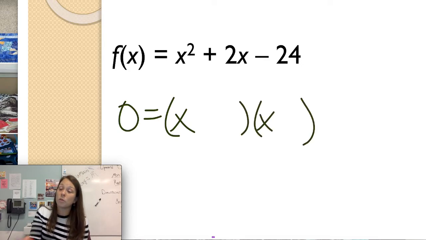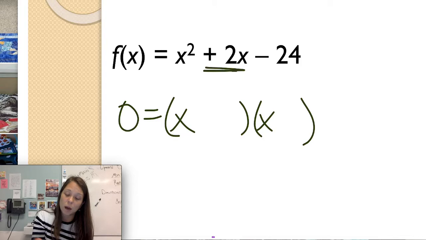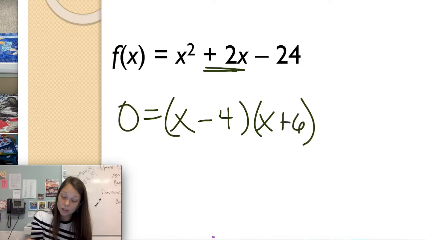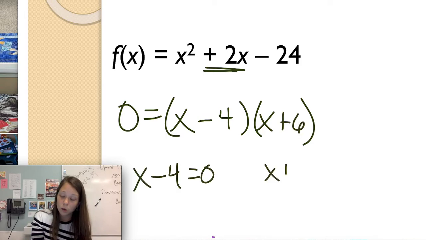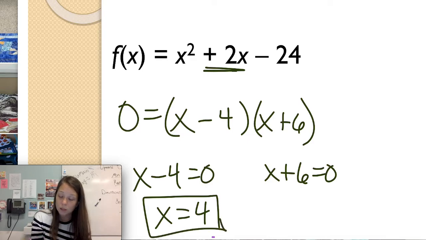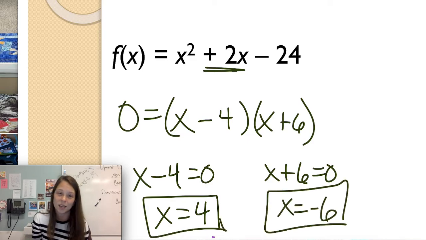Now I'm thinking about the factors of negative 24 that, when I multiply things throughout, are going to add to be this positive 2x. And that is going to be minus 4 and plus 6. Solving for x, I'd have x minus 4 equals 0 and x plus 6 equals 0. The first one, when I add 4, will give me x equals positive 4, and the second one, when I subtract 6, I'll get x equals negative 6.